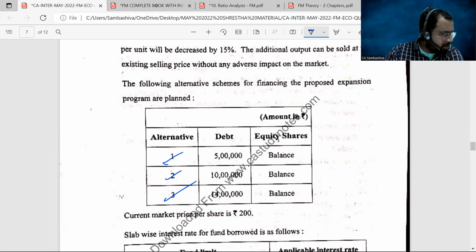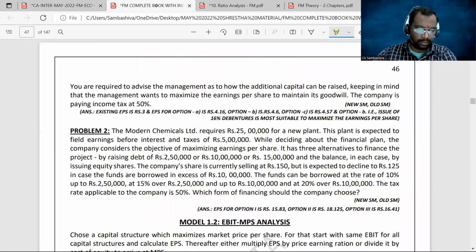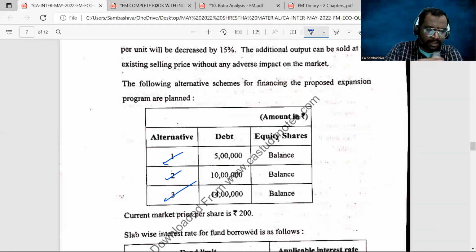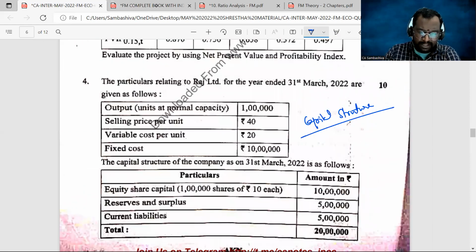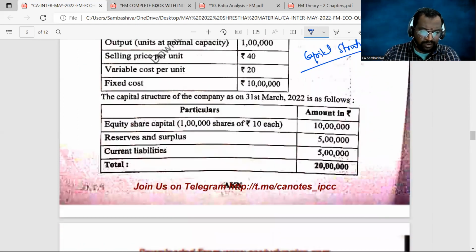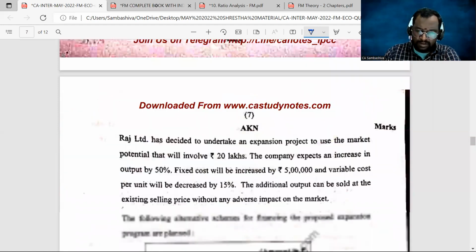So in our material, come to page number 47. In 47, you can see it is similar to problem number two. Right. You can see here, what is the capital requirement? This is our existing capital structure. This is our output, selling price per unit, fixed cost. Equity share capital, reserves and surplus and current liabilities. And then what are the funds required?